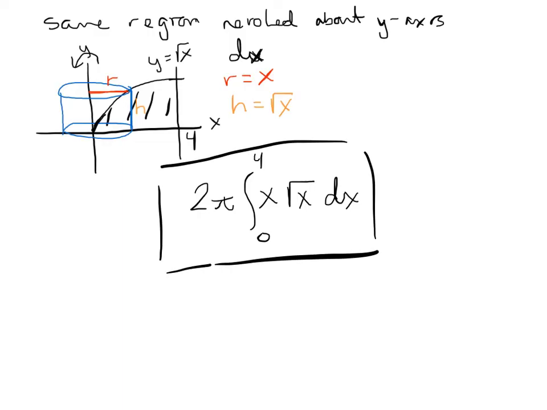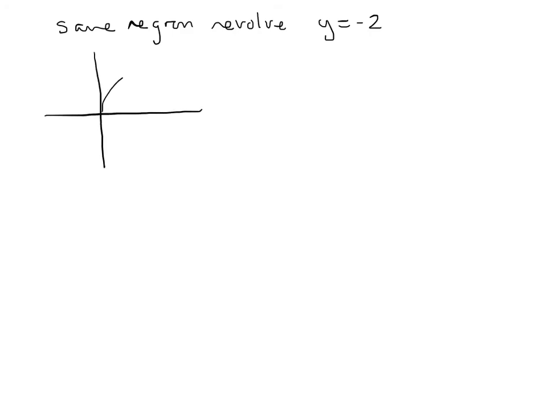Okay, so now let's do one more, and I'll get this one right this time. So same region. And this time we want to revolve it about y equals -2. So same region. This was y equals root x. This is 4. And we want to revolve it about y equals -2.